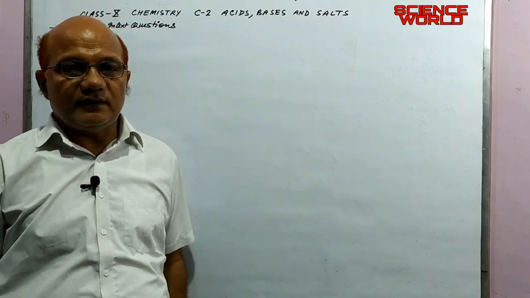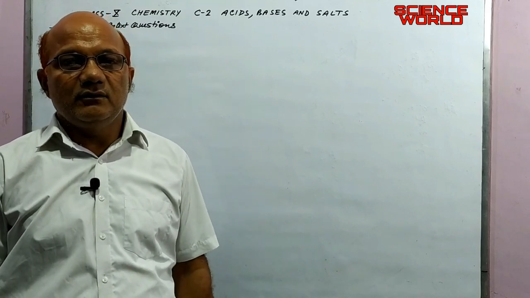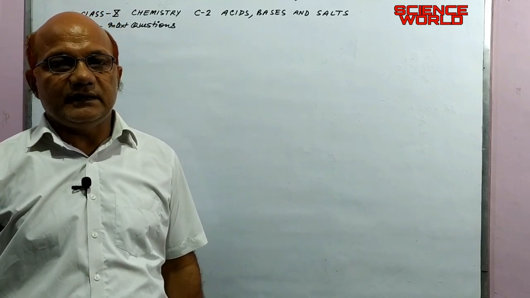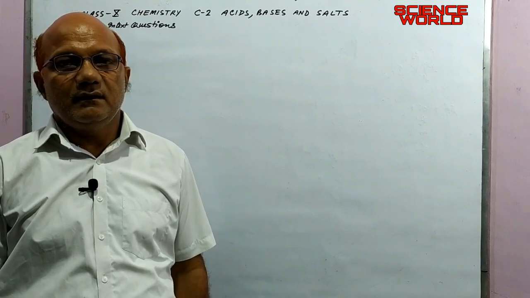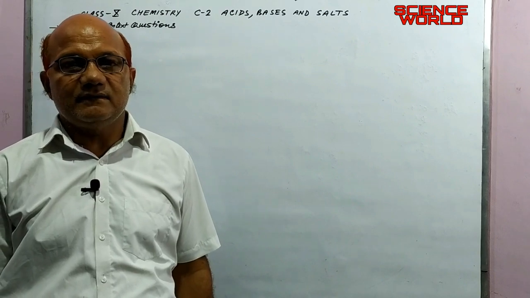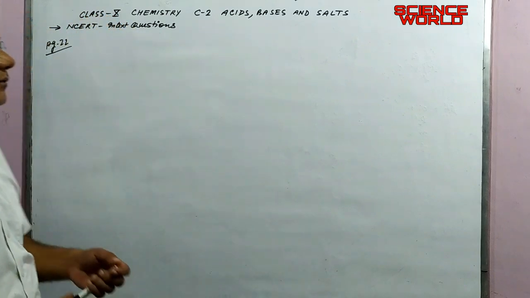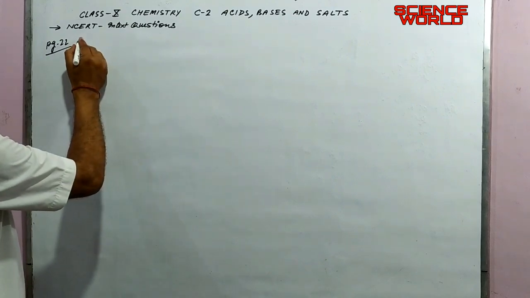Now the second question is, which gas is usually liberated when metal reacts with acid? Illustrate with an example. And how will you test for the presence of this gas? So this question is question number 2.